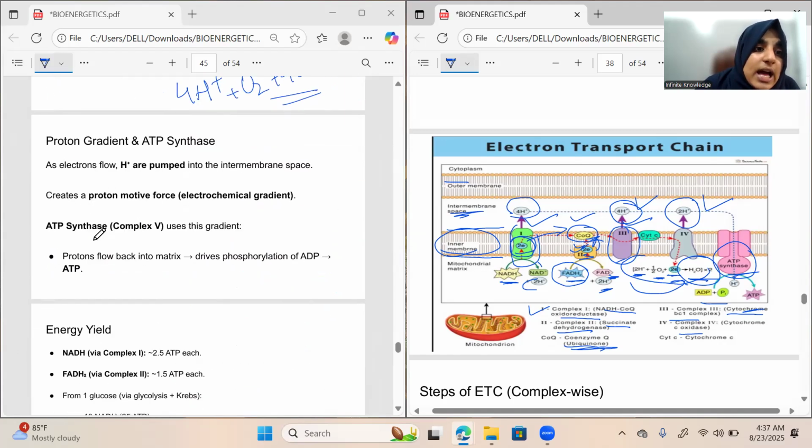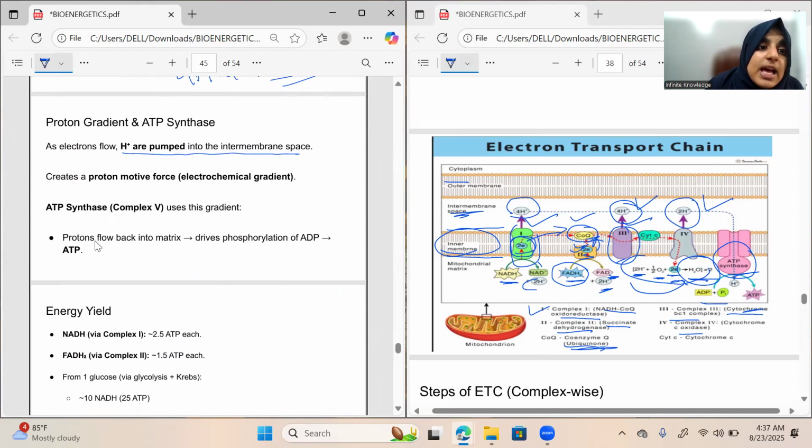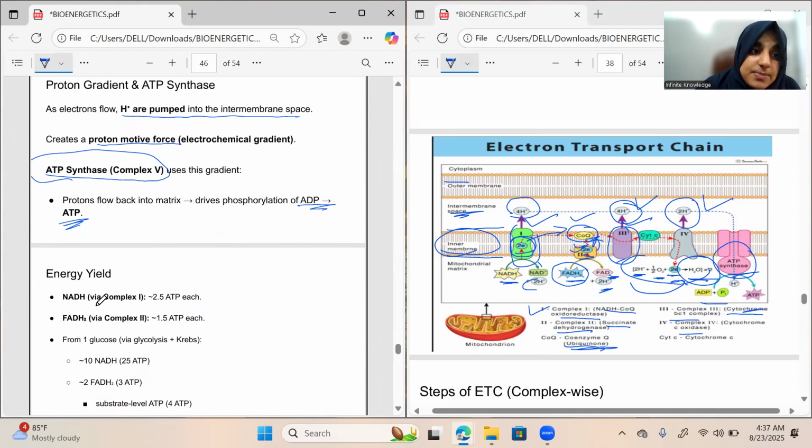Okay, next we have the proton gradient and the ATP synthase. As electrons flow, hydrogen ions are pumped into the intermembrane space and this proton gradient is created. ATP synthase is known as complex 5, right? And it helps to convert ADP into ATP. Why? Because phosphate is being added in order to produce ATP.